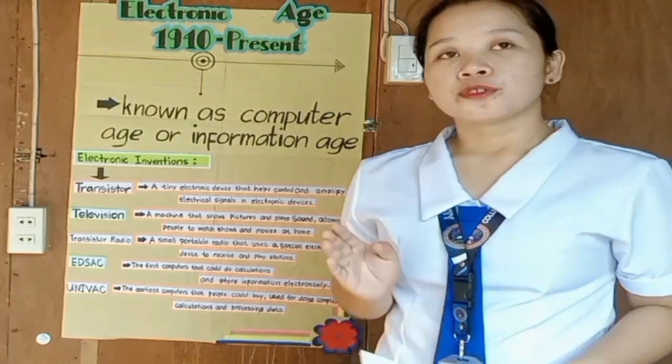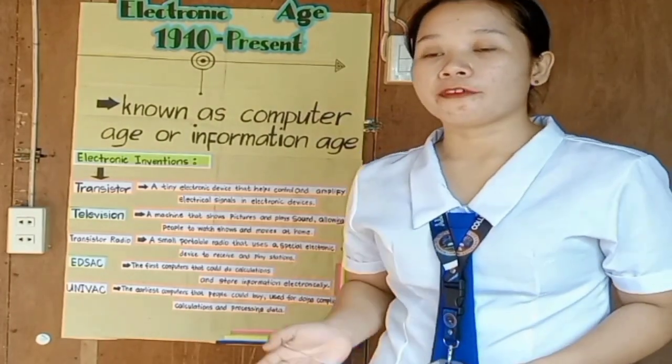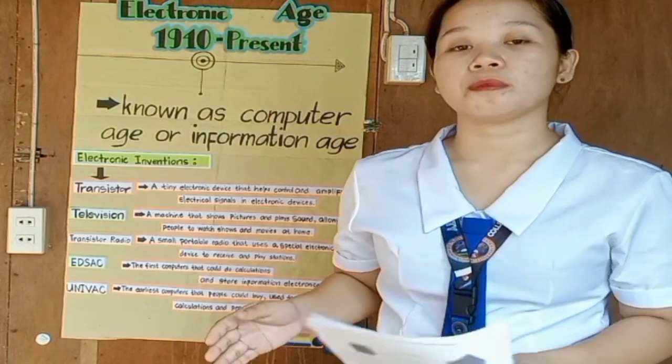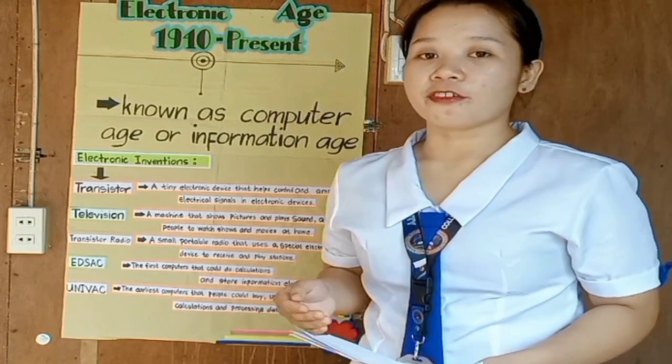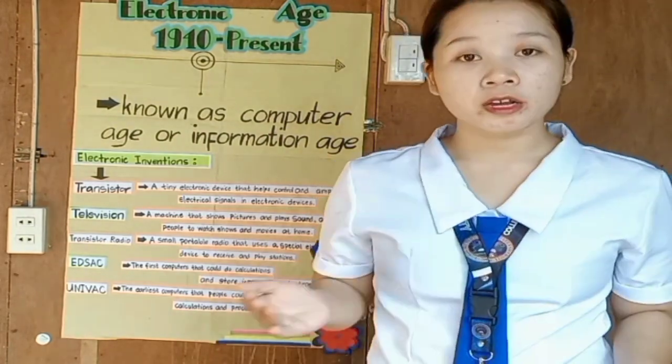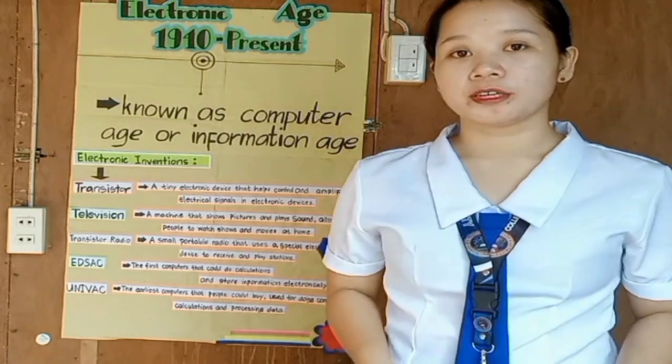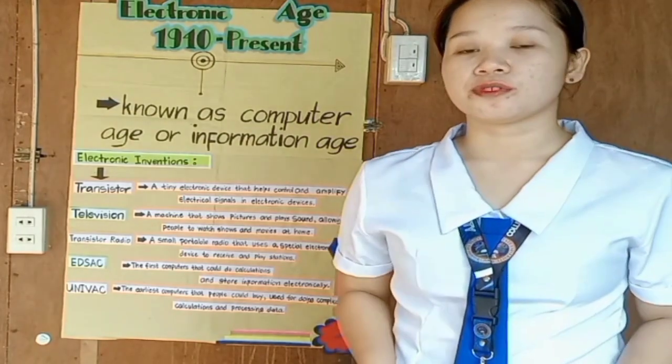So basically, during the electronic age, people developed and started using electronic devices like computers and communication networks. These inventions changed the way we work, communicate, and live. So let's go now to the important electronic inventions.